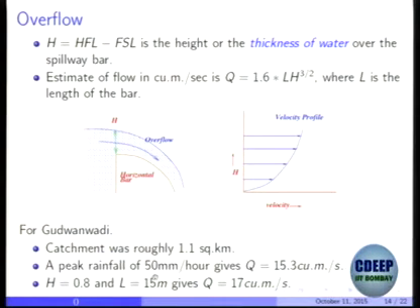And 50 mm per hour is something we are routinely seeing now. So this peak rainfall gives you Q, and then you have to design H and L accordingly so that this particular flow relationship is maintained. L is the length of the spillway.